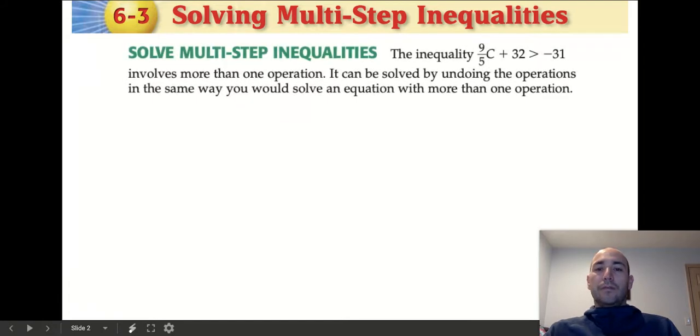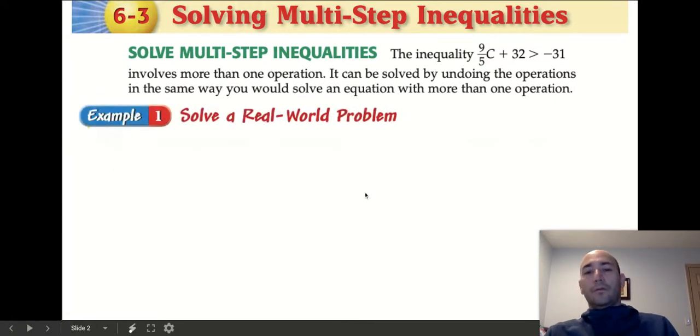Solving multi-step inequalities. If we took the inequality from the last example, 9/5 C plus 32 is greater than negative 31, it involves more than one operation. It can be solved by undoing the operations in the same way you would solve an equation with more than one operation. Again, making that connection between how we solve equations and how we should solve inequalities. You can see that it's 9/5 times C, so there's multiplication as an operation, and then it's plus 32, a second operation. So those are two operations.